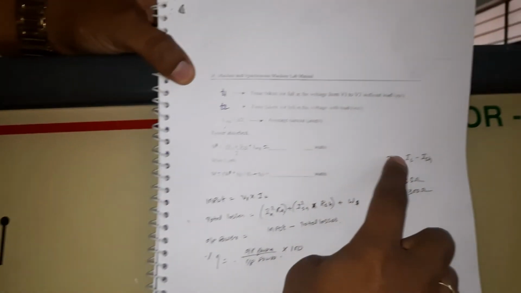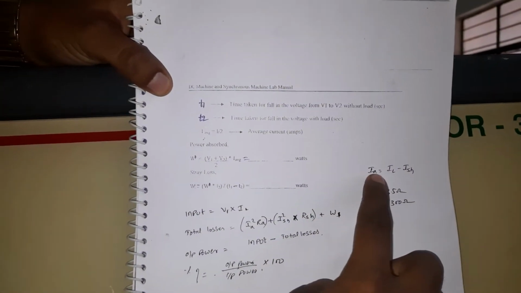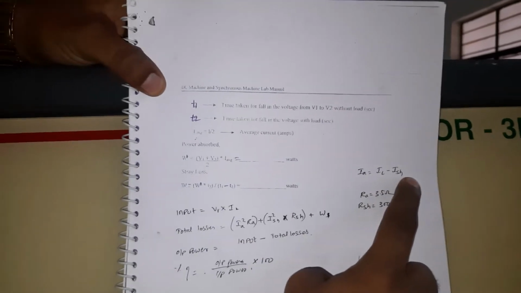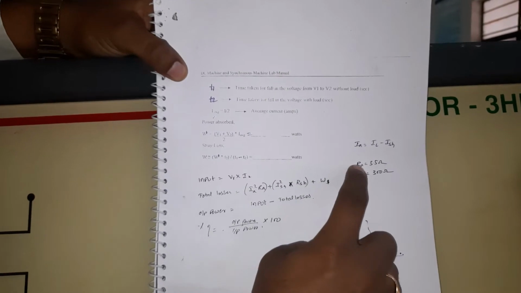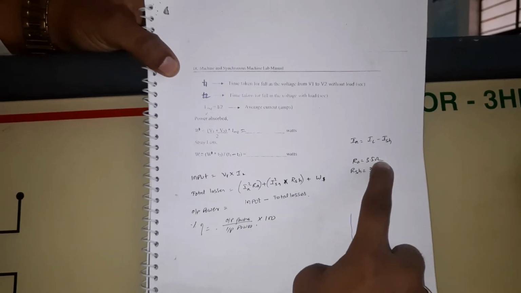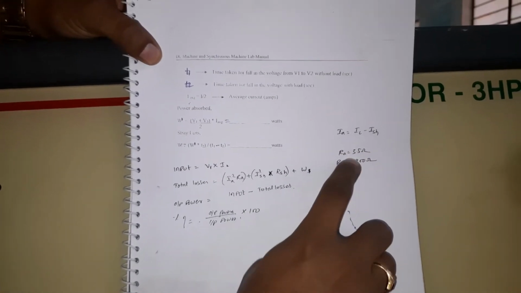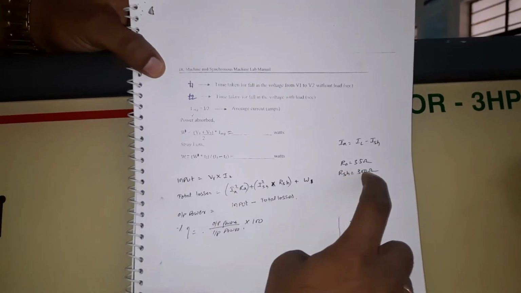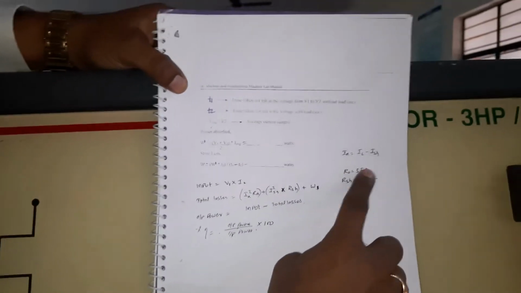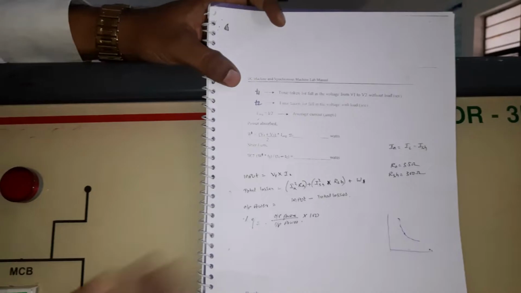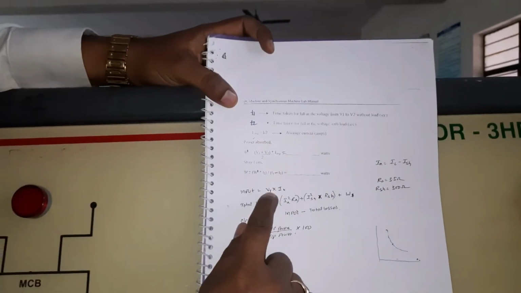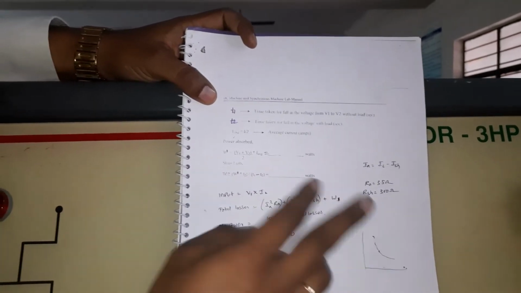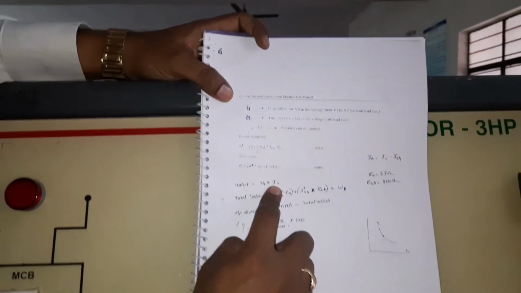In this, Ia is taken as the armature current, that is equal to IL minus Ish. In this case the motor armature resistance is measured, that is 3.5 ohm, and the shunt field resistance is 300 ohm. You measure these two using the multimeter, and you can get these two values. Finally we can find out the input of the motor, that is equal to V1 into I.